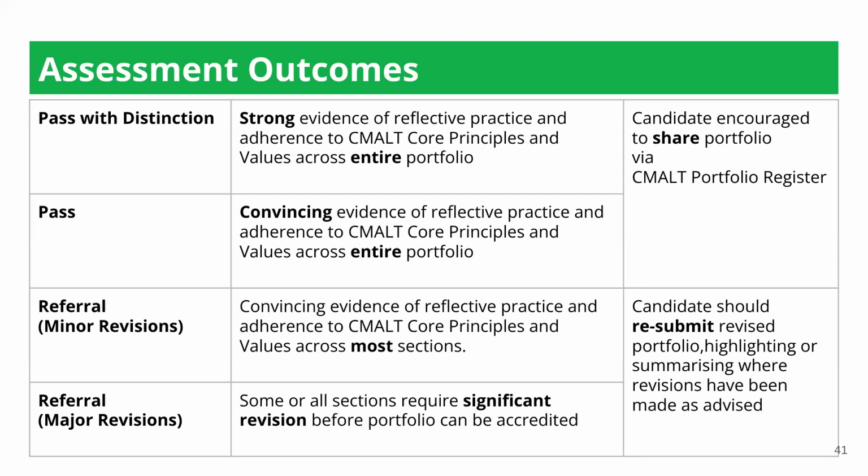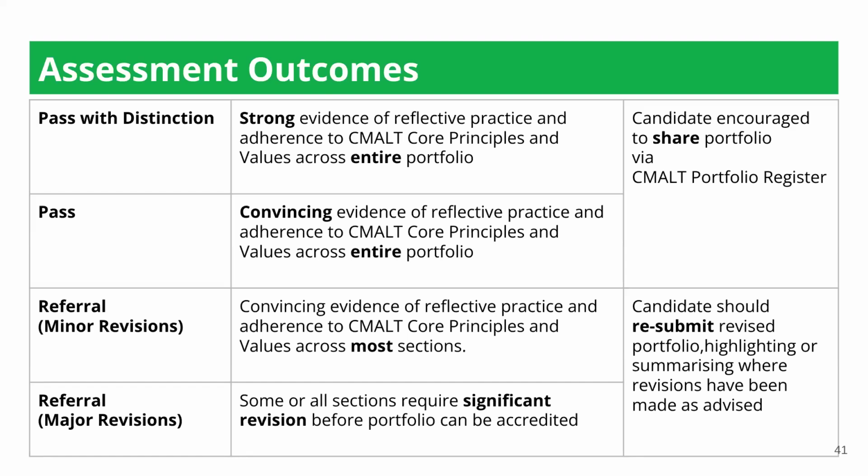And these are the 4 overall assessment outcomes you can see on the screen at the moment. You can get a pass with distinction, you can get a pass, you can get referral minor, or a referral major. So if you have any revisions required at all, then you'll automatically be in one of the referral categories. So you cannot pass if you have any revisions required.